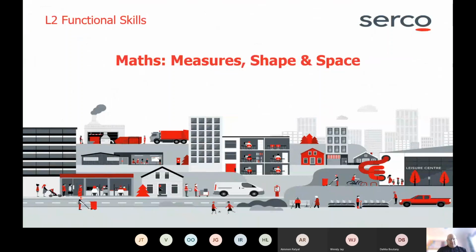Today's webinar is on maths, measures, shape and space, although I'm going to change that a little bit because I'm going to do shape and space first and then go on to measures. One thing I'm aware of as I've been looking at this and setting it up: shape and space is a relatively big topic. There's some, I was going to say complicated, that's probably too strong a word. There's some detailed maths in there, so I'm going to take some time to go through it.